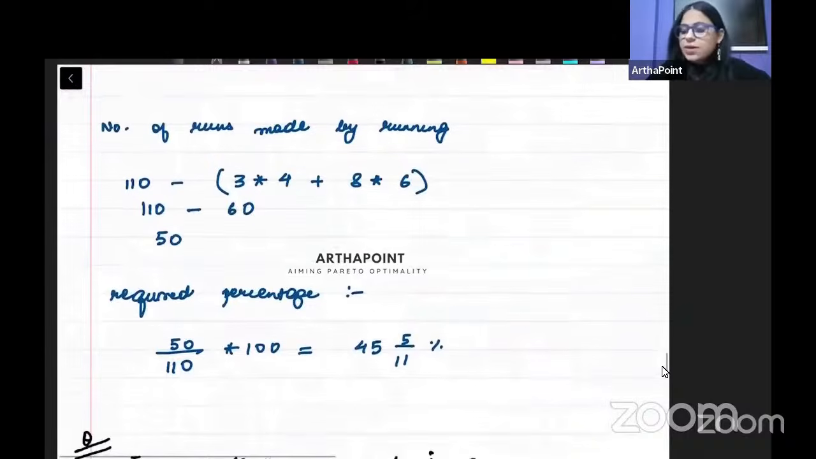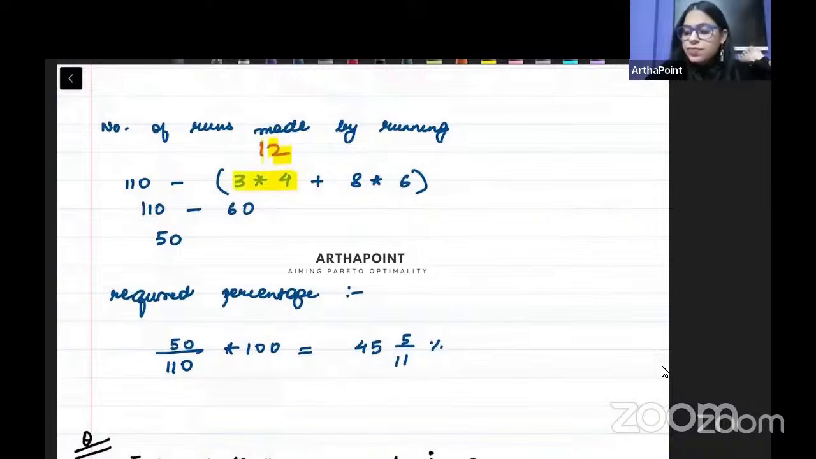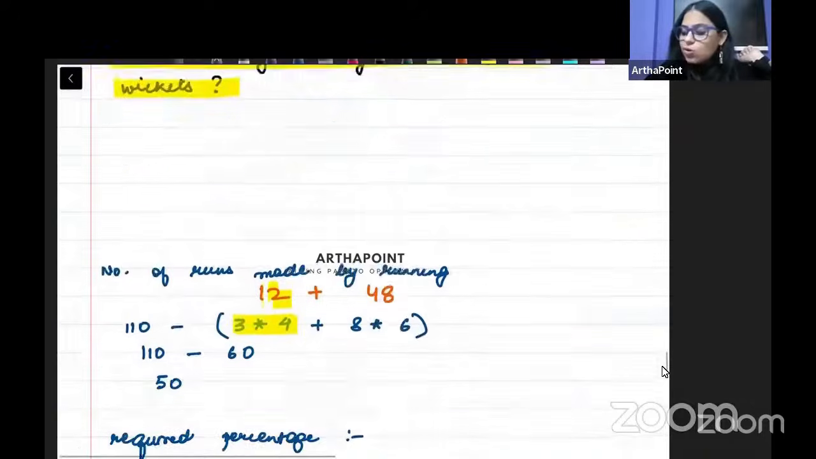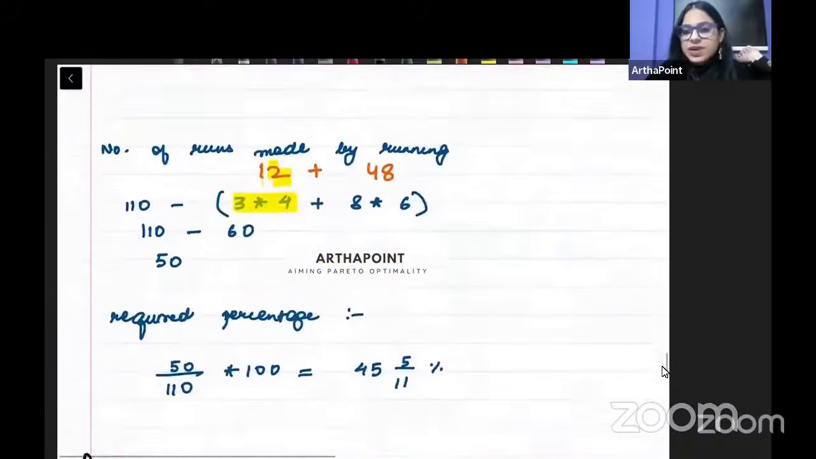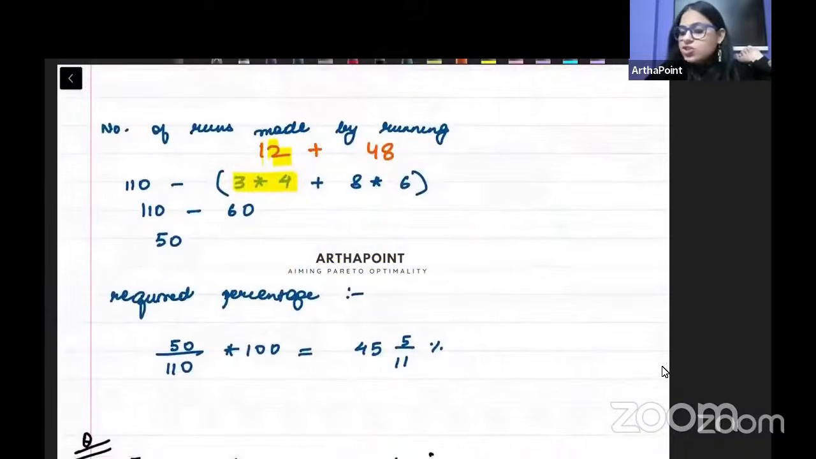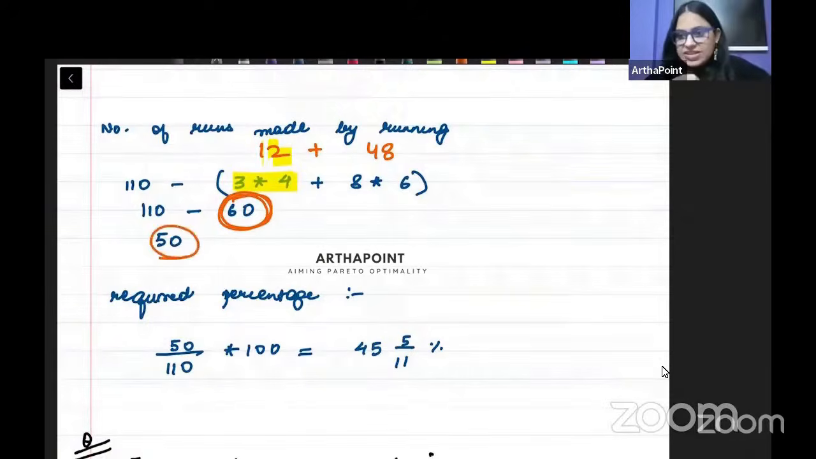So try to see. He is making 3 fours and 8 sixes. So 3 fours means 3 into 4, 12 runs he has made out of those fours. And he has made 8 sixes. So 8 sixes means he has made 48 runs out of those. So total runs he has made is, suppose this is 110. Out of which 60 he has earned out of the boundaries and the sixes. So how many runs did he make in between? That means 50 runs. 110 minus 60.